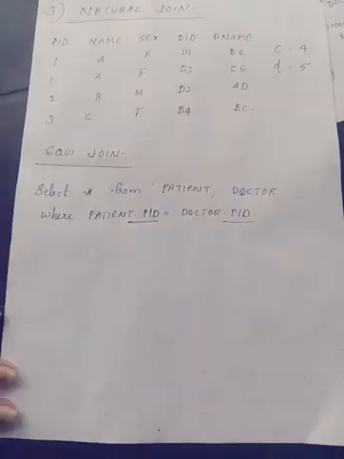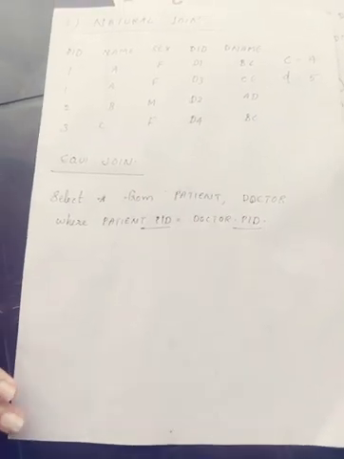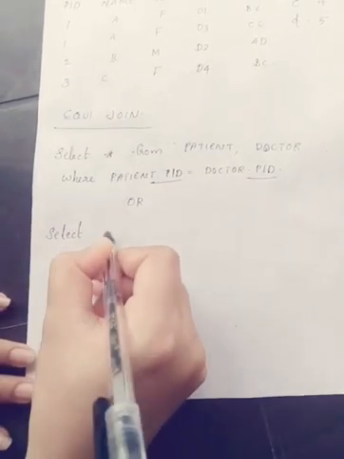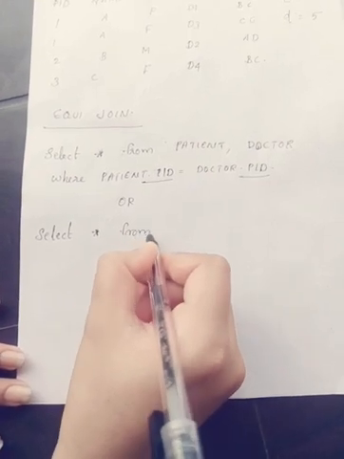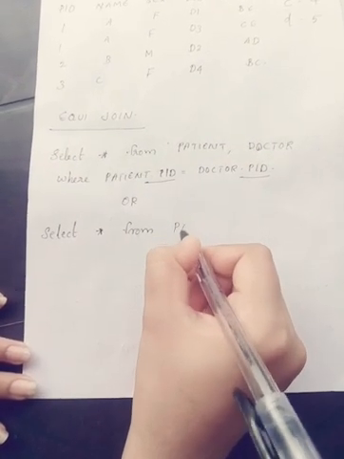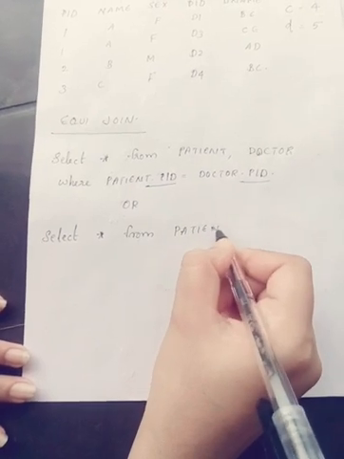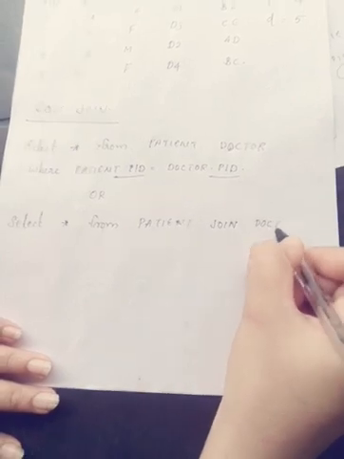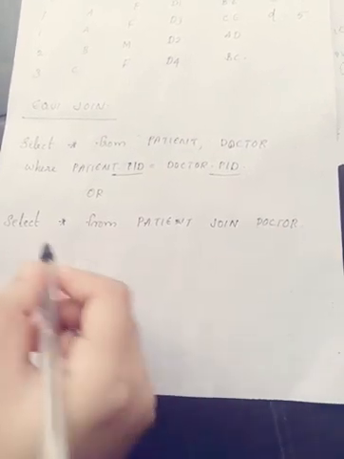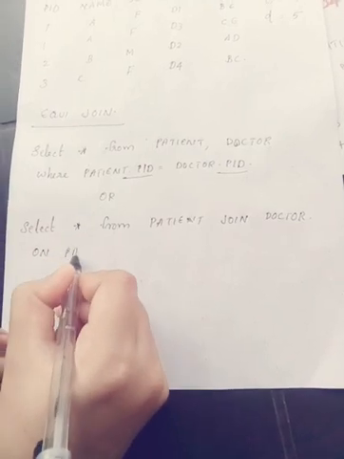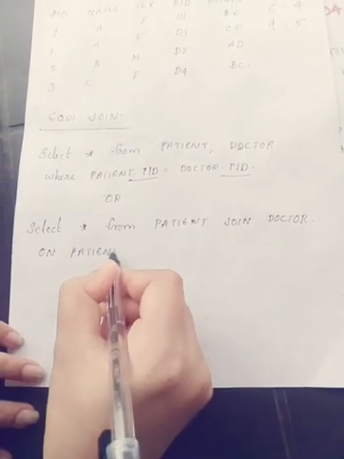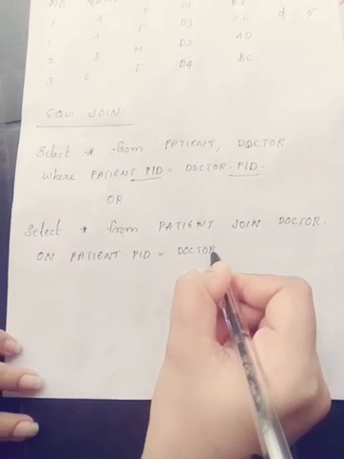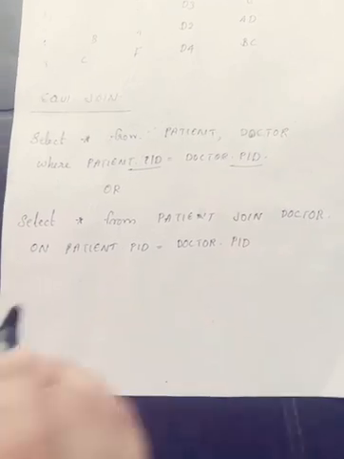This is the syntax of equijoin, and another syntax is: select star from patient join doctor on patient dot PID is equal to doctor dot PID. This is another syntax.